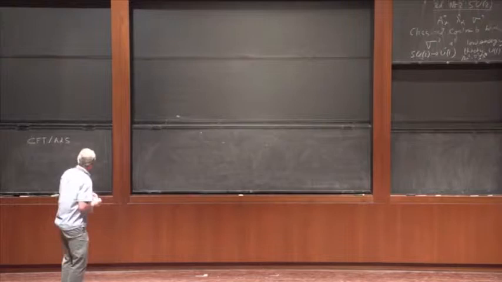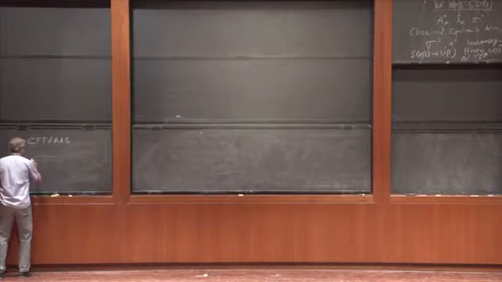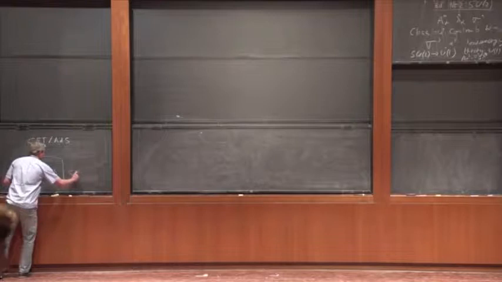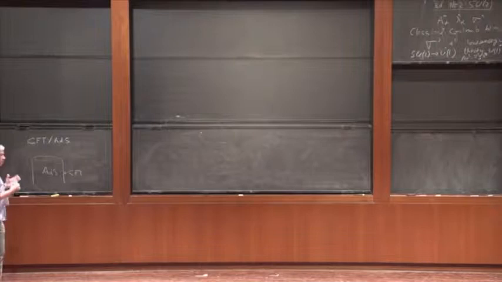In ADS/CFT, we have a bulk, which is an ADS geometry, and we have a boundary. And we tend to think about the CFT as living on the boundary. And in the bulk, we have a theory of gravity. We have maybe a string theory. But we go to a large N limit, and the boundary theory is strongly coupled, so that the bulk theory is weakly coupled.